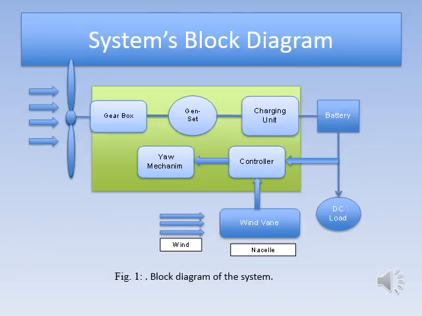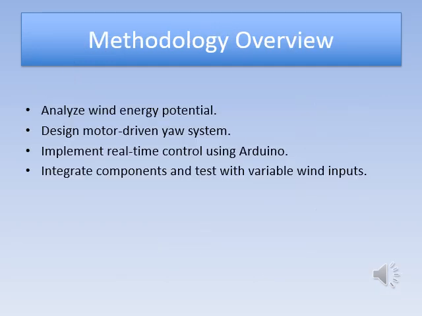So, how will our system work? Our system uses wind energy to turn the turbine blades, which then power a generator through a gearbox. The electricity produced goes to a charging unit that either stores it in a battery or powers a DC load. The wind vane checks the wind direction and sends the data to the controller. If the turbine isn't facing the wind properly, the controller turns the nacelle using a yaw motor to fix its direction. This keeps the turbine aligned for maximum power.